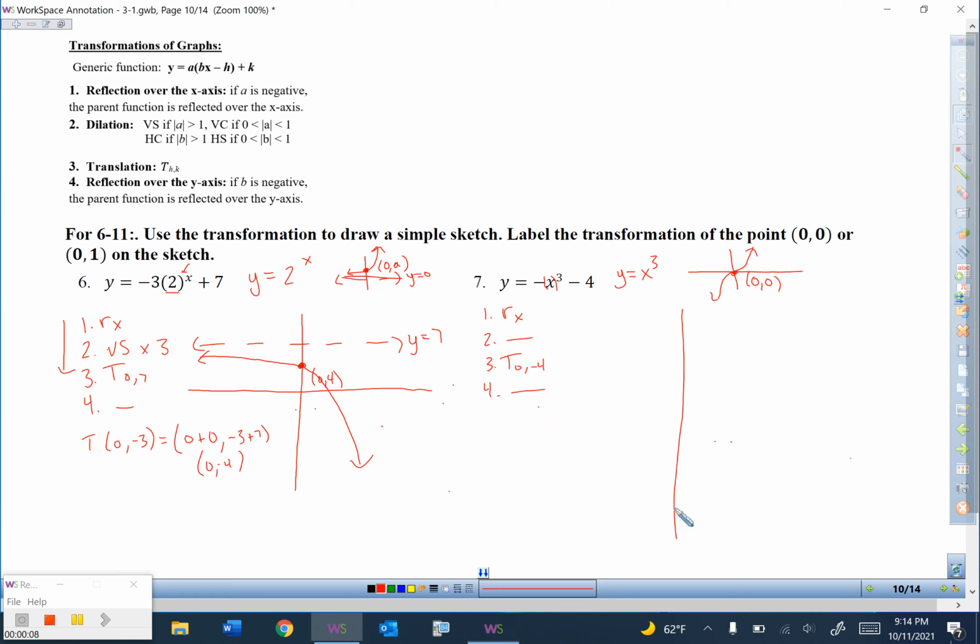Draw yourself a big x and y axis. We're going to start with this point 0, 0, just like we started with the asymptote over there. So 0, 0, we're running through our rules here. Reflection doesn't change anything because we're at 0. We just have to go down 4. So go ahead and label that 0, -4. And then because we've taken care of that, we're on to the shape.